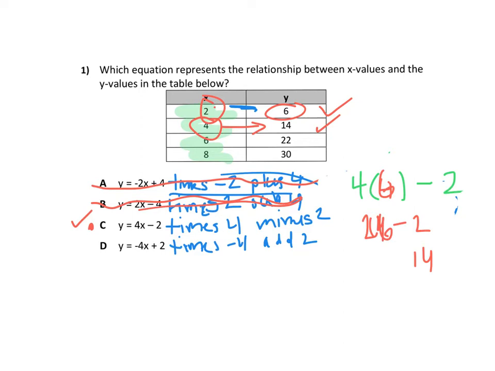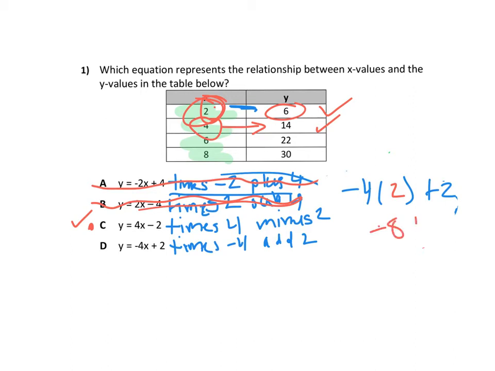The other way you could confirm this to work is to take your original number here of 2 and plug it into this next rule. So the last rule says negative 4 times some number plus 2. If I plug in a 2 from the original table, negative 4 times 2 is negative 8. Plus 2 gives me negative 6, not 6. So C would be my answer here.